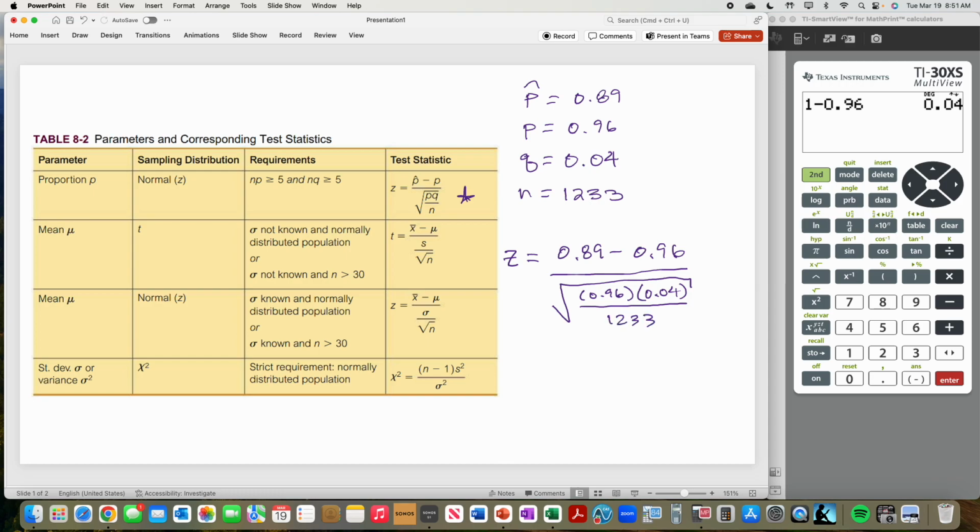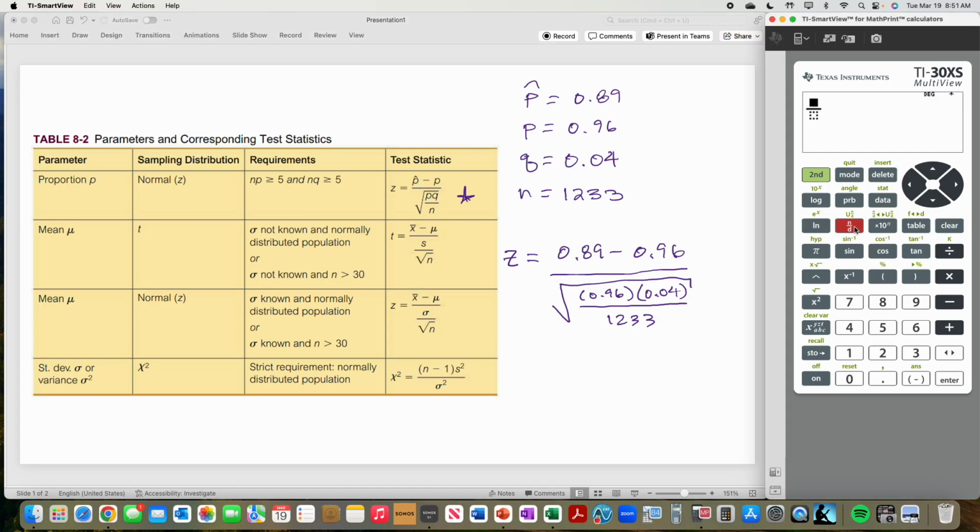And so now I'm just going to plug all that into my calculator. All right, so I'm going to start with a fraction. On the top of the fraction, the numerator, I'm going to do 0.89 minus 0.96. I'm then going to drop down into the denominator, and I'm going to start by putting a square root symbol there. So the square root is above the x squared button. And then once I've got my square root, I'm going to drop a fraction in there. Now on top of the fraction in the denominator, I'm going to put 0.96 multiplied by 0.04. I'm basically setting this up exactly how I've written it over here.